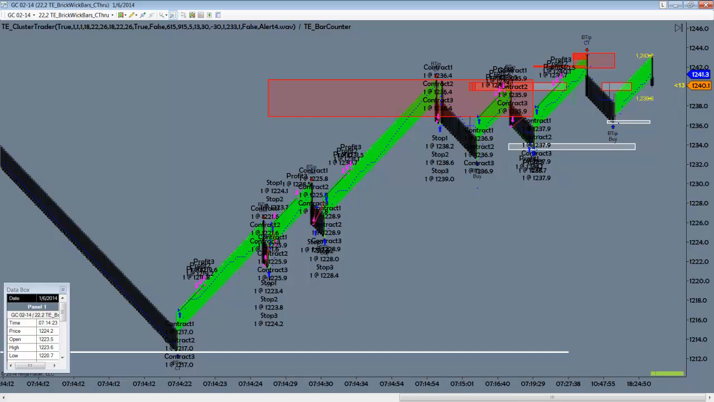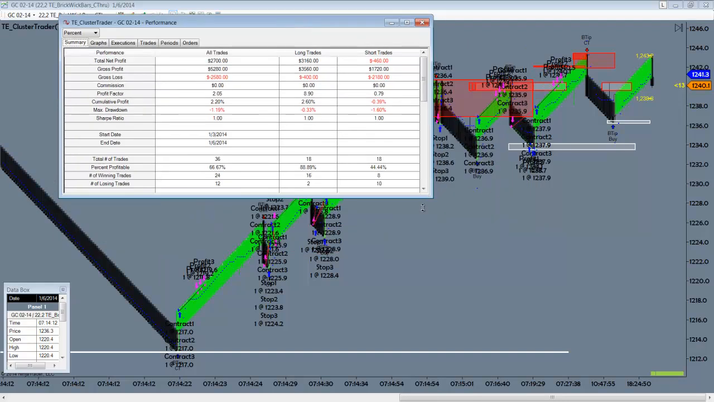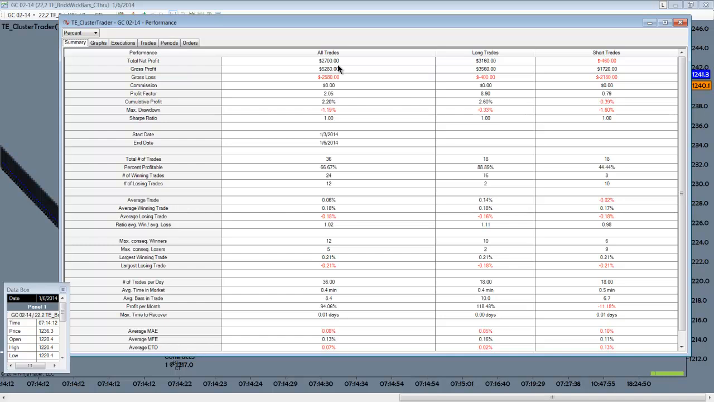But let's take this to where most traders never go. Here's where it gets really interesting. So here's what that translates to in dollars and cents. $2,700 on those 3 contracts. All the money came from the long side, and 2/3 win percentage there, 36 trades total. All right, that's all I need to see there. That's nice to see the gain.